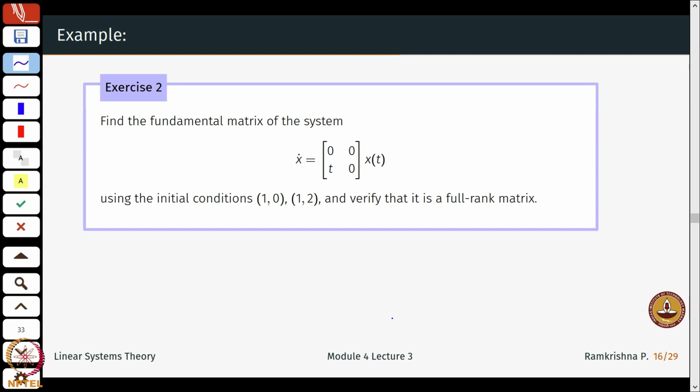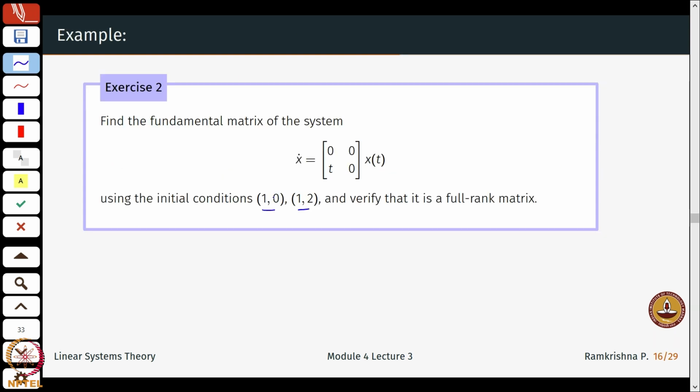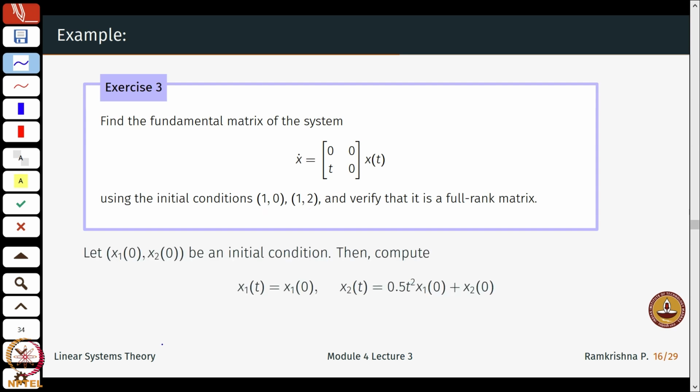So, this is the example which we started with. Let us see if we can find the fundamental matrix of the system using two initial conditions, 1 comma 0 and 1 comma 2. Do not confuse it with a zero initial condition. This is actually a non-zero initial condition, because both initial vectors are not 0.